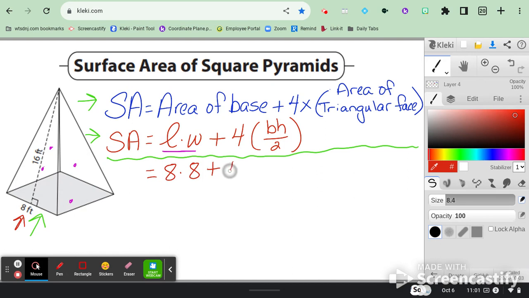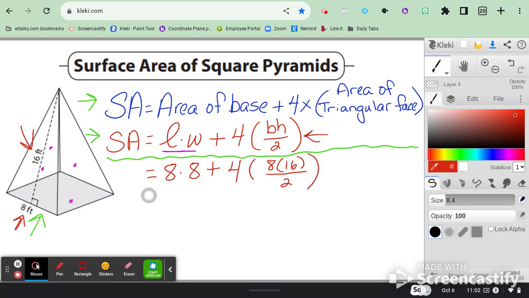The 4 is representing the 4 triangular faces. And I'm going to multiply that by the area of the triangular face. So again, the base is going to be my 8 feet. My height of my triangle is going to be 16 feet. And then I still have to divide that by 2. So I'm just using this formula up here.